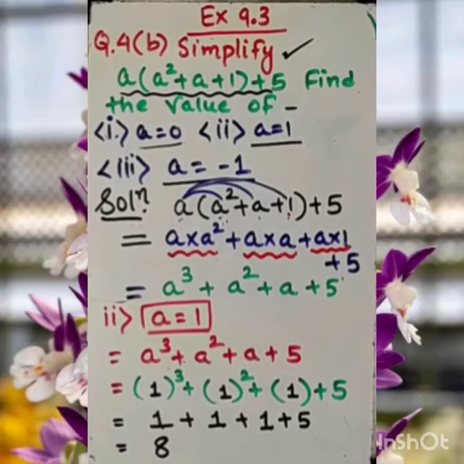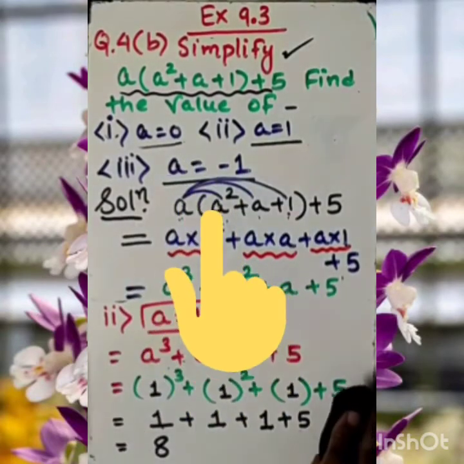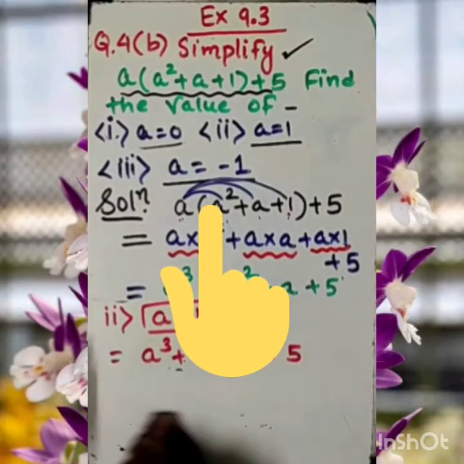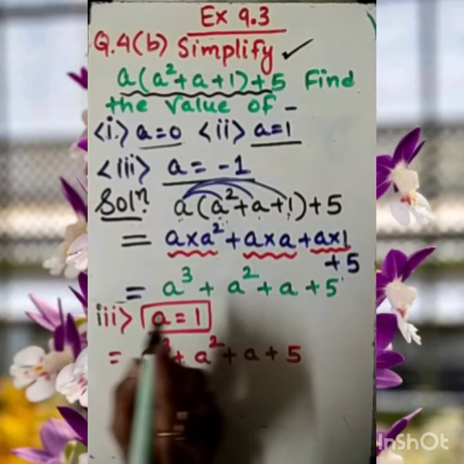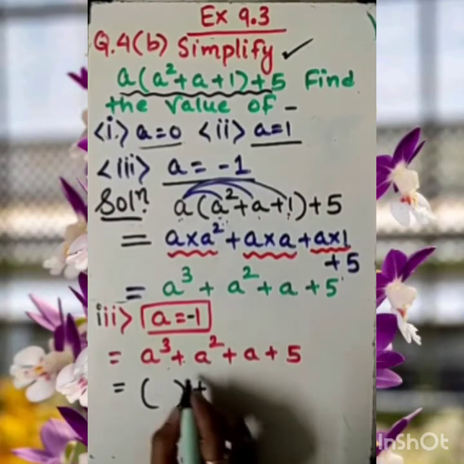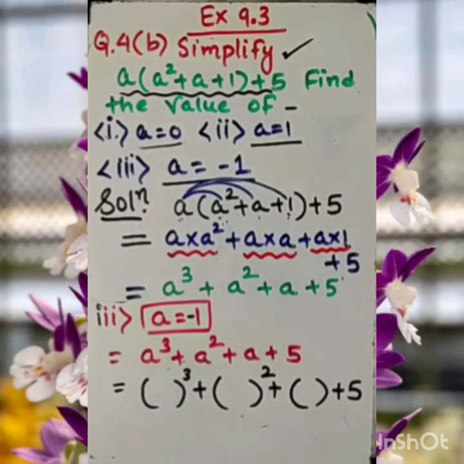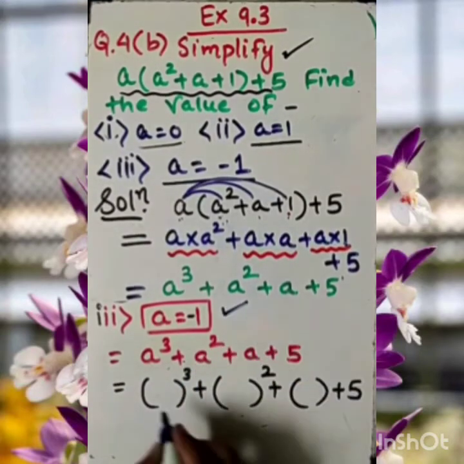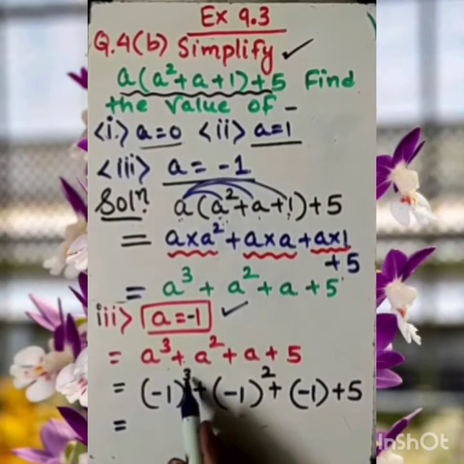Now we are working on the third part. We have to find it for a equal to minus 1. For the same expression, we are going to put the value of the third part. Here I am changing: this is the third part and a equal to minus 1. Now I am putting this value here, in the cube, square, a plus 5. Nothing else to do, just put the value of a as minus 1. Minus 1, minus 1.